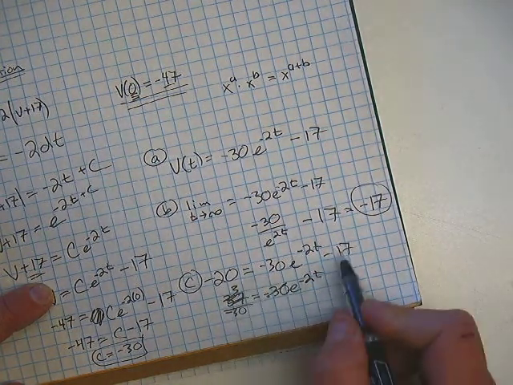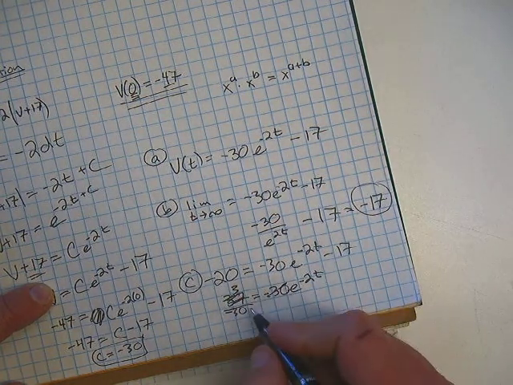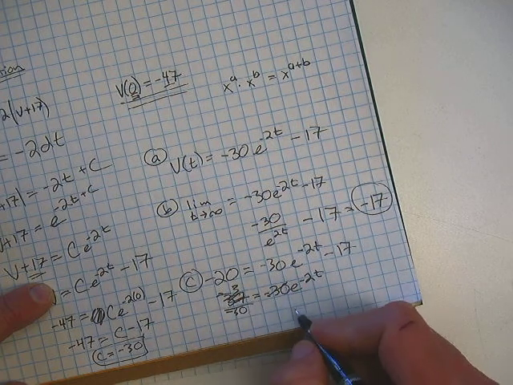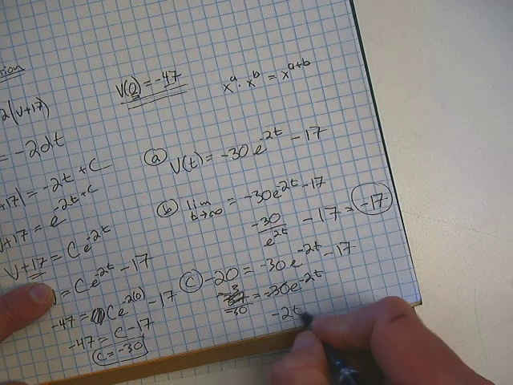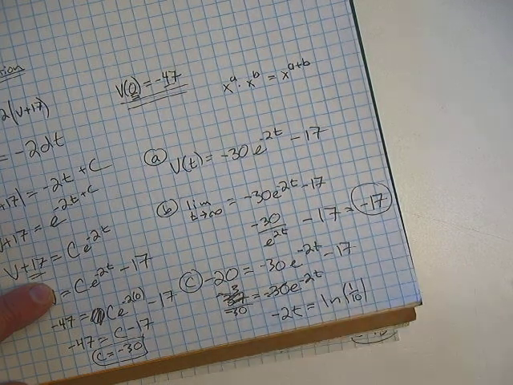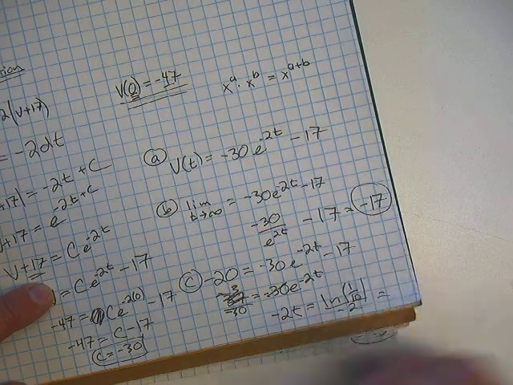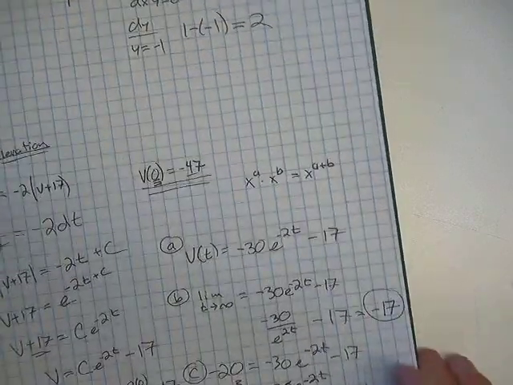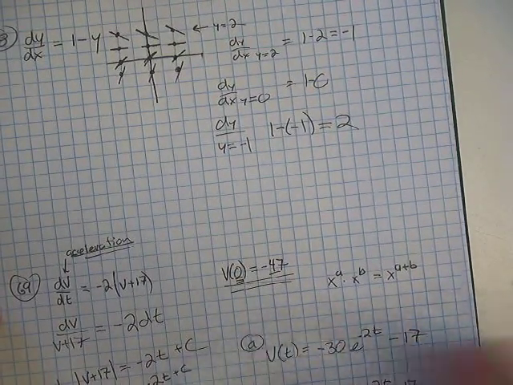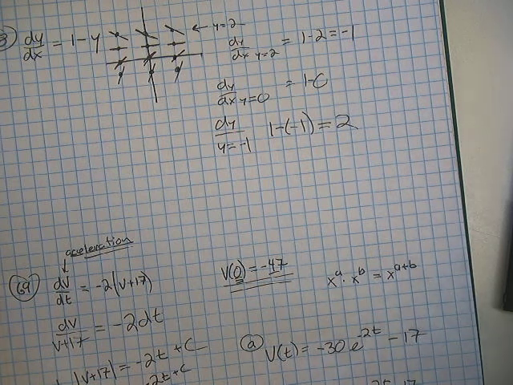This should be a negative 20. So negative 20 equals negative 30 e to the negative 2t minus 17. We add 17, this should give us a negative 3. Sorry about that. The parachuter is going down, so the velocity, at a safe speed, will still be going down at 20. So add 17, we get negative 3, and dividing gives us 1/10. So take the natural log of both sides, we get negative 2t equals the natural log of 1/10, divided by negative 2, and that'll give us our answer for our time.